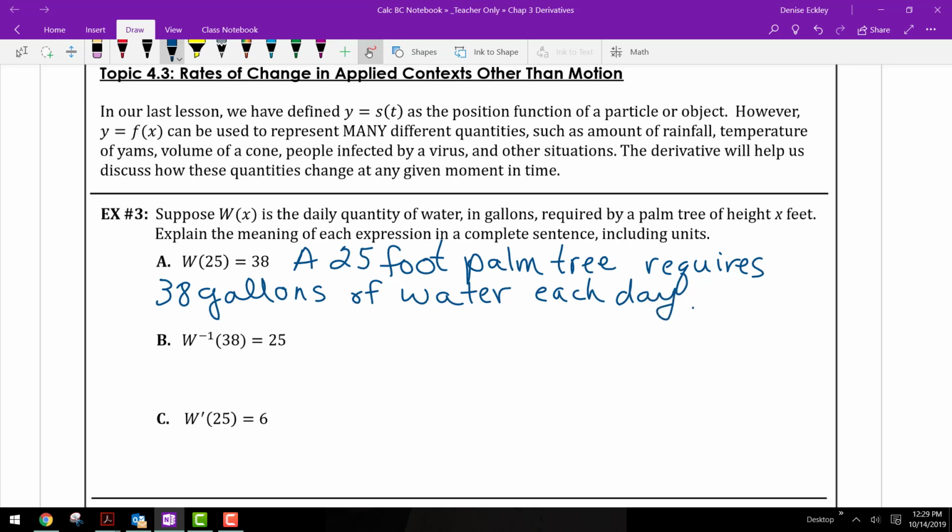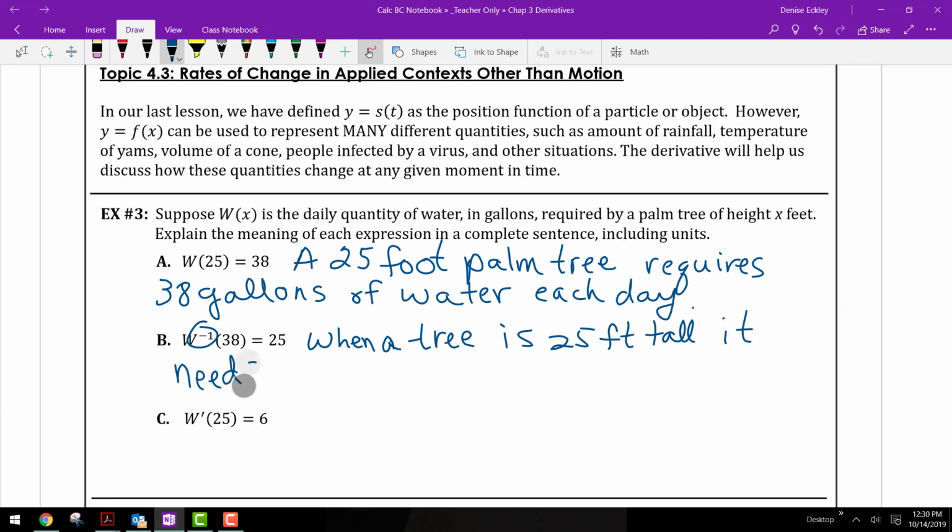So in the next part, we're looking at the inverse. So we want to talk about this in the opposite direction. So we would say when a tree is 25 feet tall, it needs 38 gallons of water each day.